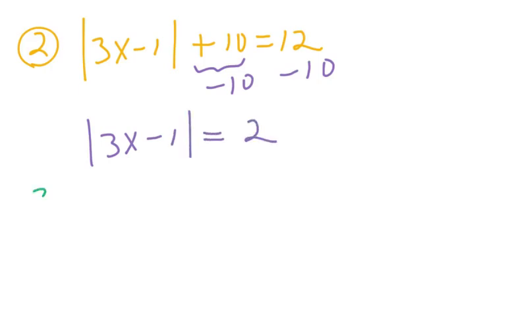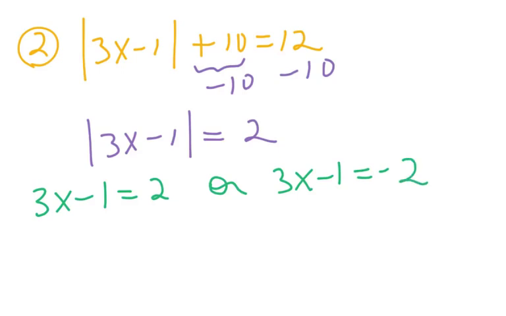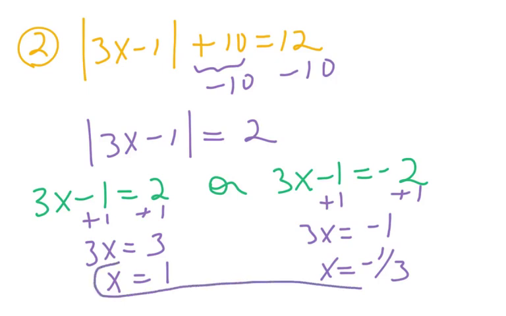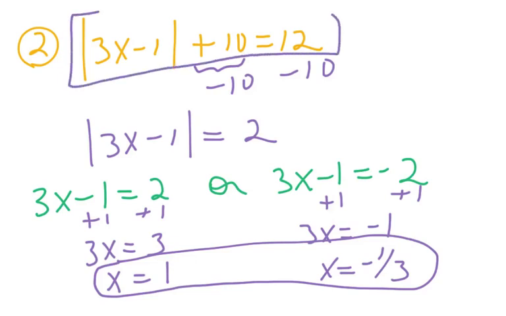Then break it into cases. 3x minus 1 is equal to 2, or 3x minus 1 is equal to negative 2. Solve both parts. 3x is equal to 3, so x is 1. Add 1 to both sides, so 3x is equal to negative 1, and x is negative 1/3. I will leave the check up to you, but it does work. If you do spot check, you must go back to the original equation, the one I'm boxing in purple.